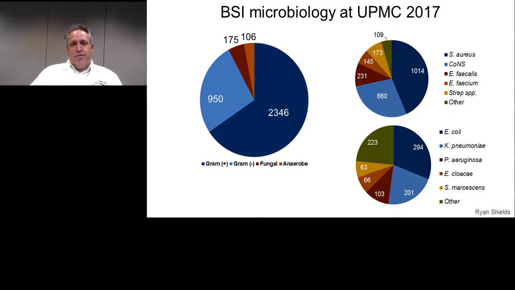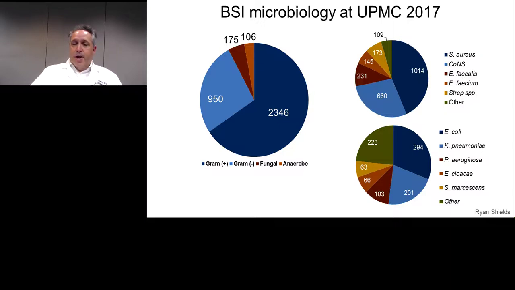So how might we use this test in clinical practice? And we've thought a lot about this at the University of Pittsburgh. And to do it, I think you need to understand what's happening with bloodstream infections at your institution. So we reviewed bloodstream infection microbiology at UPMC in calendar year 2017, and it's reflected in these pie charts. On the left we can see the breakdown by gram-positive organisms accounting for the majority of our bloodstream infections, over 2,300, 950 gram-negative, and then a smaller number of fungal or anaerobic infections.